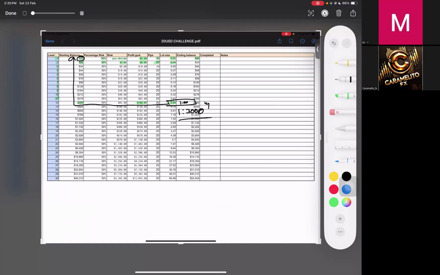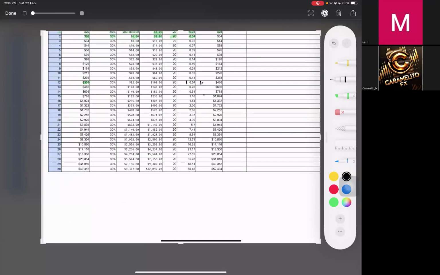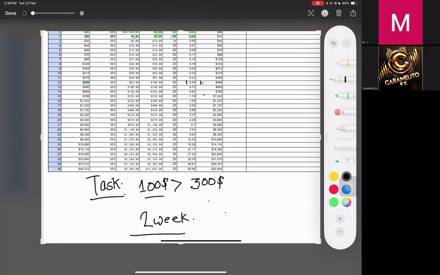Okay, so that's about the 20 USD challenge. And another one, I have a task for you. The task is quite simple. I want you to open any account, a demo account or a real account, but at least try to use a demo account first to practice. Only after you understand it do you go to the real account. I want you to grow from $100 to $300 within 2 weeks. Do you think you can do this or not?